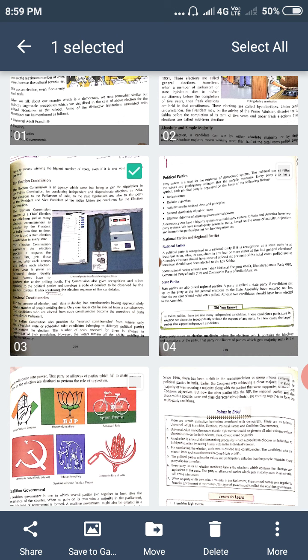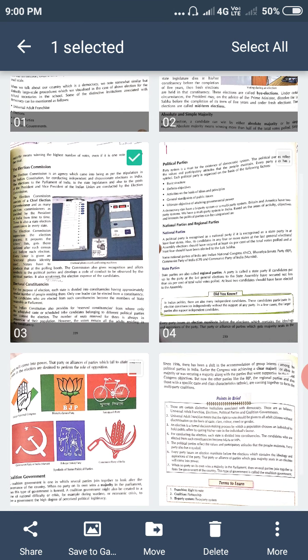These are held when the president dissolves the Lok Sabha before the completion of 5 years and orders fresh elections due to certain circumstances. That is called mid-term elections. In an election, a candidate wins either by absolute majority or by simple majority.